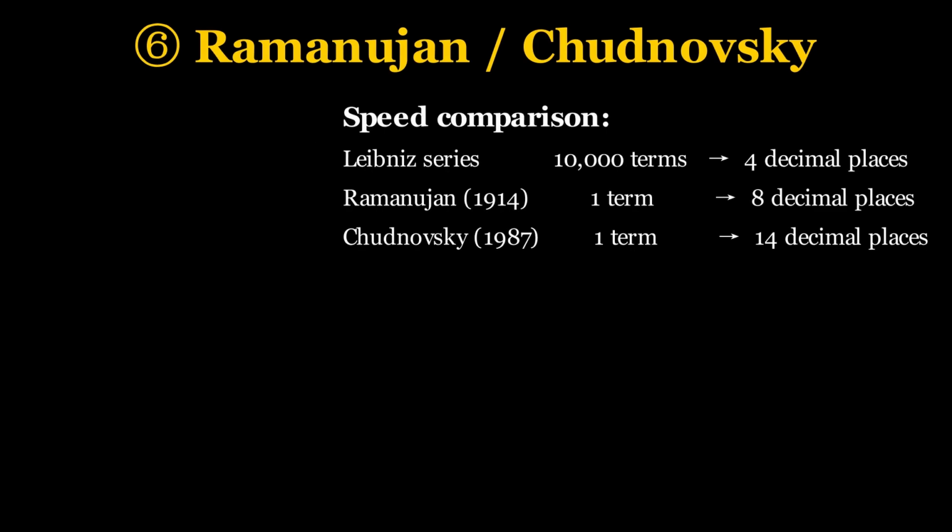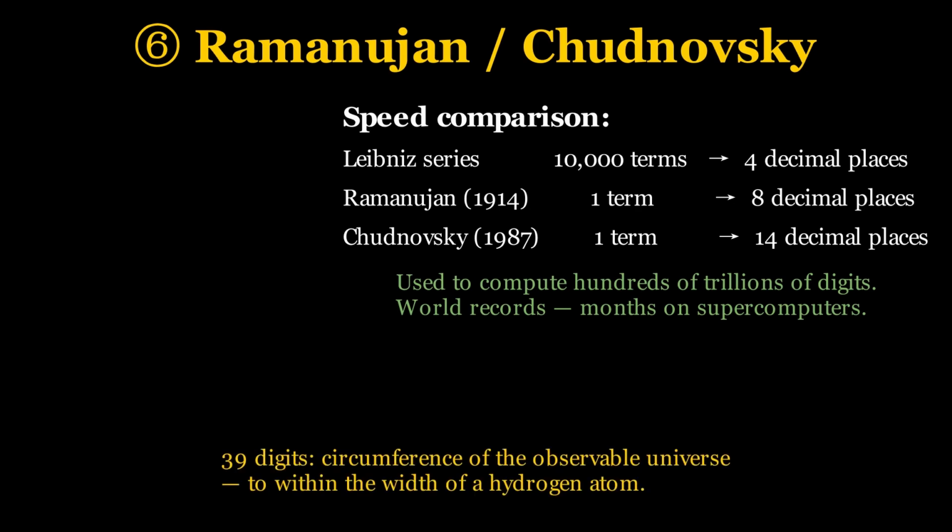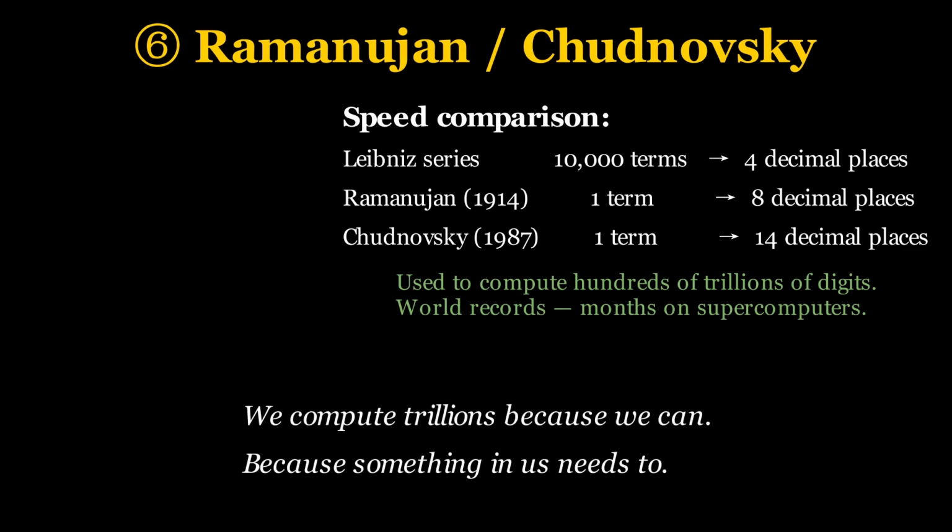It's been used to compute hundreds of trillions of digits. World records running for months on supercomputers. For the record, 39 digits is enough to calculate the circumference of the observable universe to within the width of a hydrogen atom. We compute trillions because we can. Because something in us needs to.